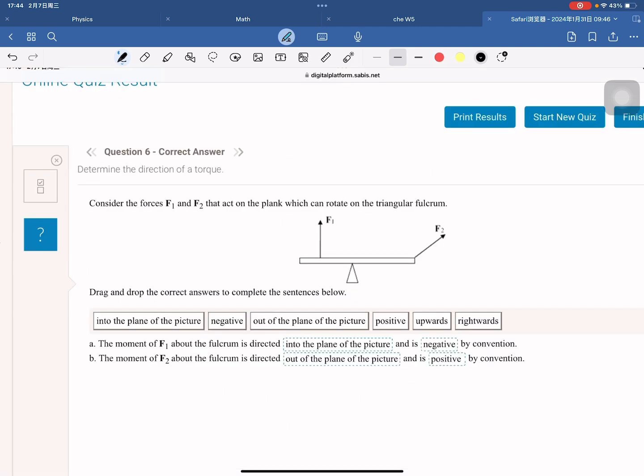Question 6. So F1, when we use F1 to lift this line up, the line will go from here to here. So F1 is moving clockwise, negative. Then we use the right-hand rule. The force moving clockwise, we get it going into the plane. For F2, when we use F2 to lift this line up, the line will go from here to here. So it's counterclockwise. Counterclockwise is positive. Then also using the right-hand rule for the counterclockwise, we get it coming out of the plane.